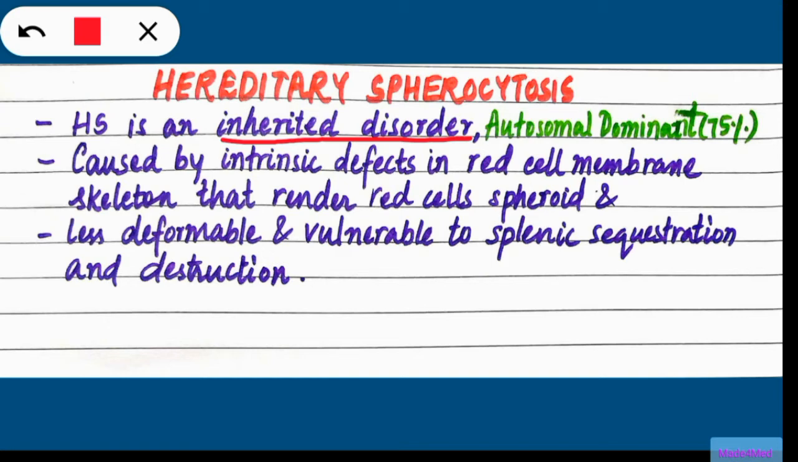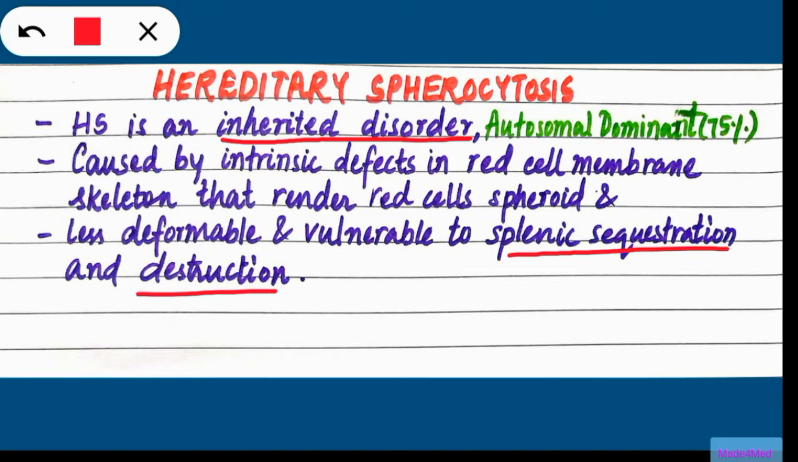Secondly, it is caused by intrinsic defects in the red cell membrane skeleton that force it to take the shape of spheres, making them spheroid and less deformable. They are not able to sustain the shape changes required for traveling. So that makes them vulnerable to splenic sequestration. They get accumulated in the splenic cords and are attacked by macrophages, leading to their destruction.